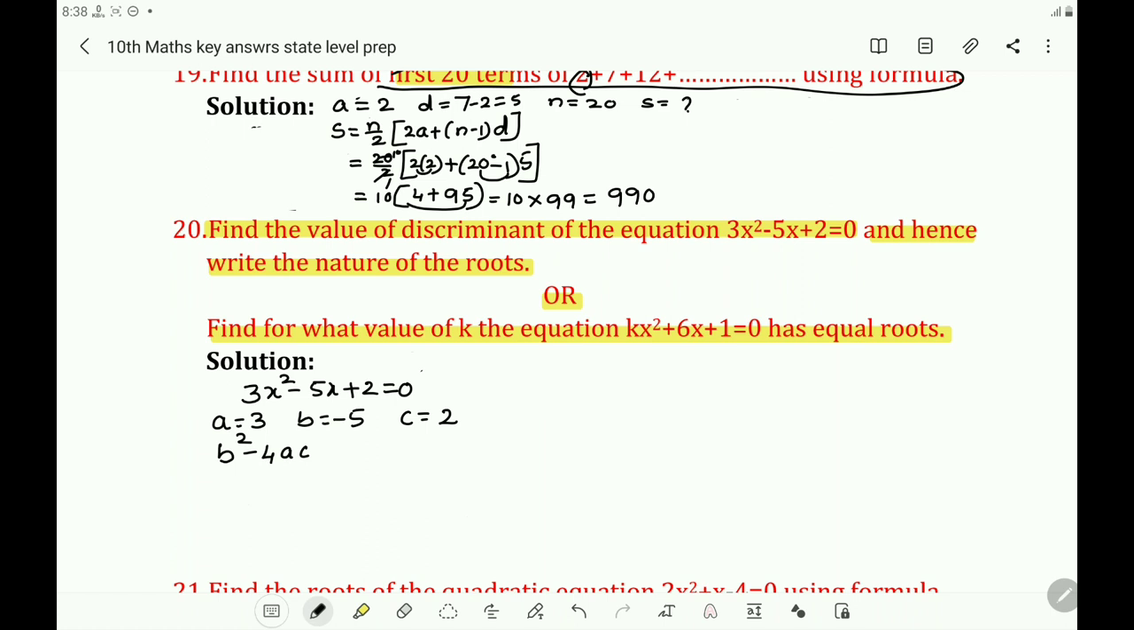Here we have to find the value of b square minus 4ac, because b square minus 4ac is the discriminant of the quadratic equation ax square plus bx plus c equals 0. Here you got the values of a, b and c. Now you substitute the values of a, b and c. b square is minus 5 square, minus 4 also as it is you write. A value is 3. 4ac means 4 into 3 into c. C is 2. Then that equals minus 5 square is 25. Minus 4 3's are 12.